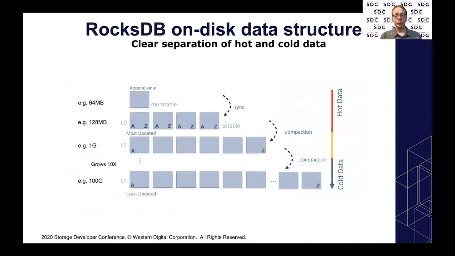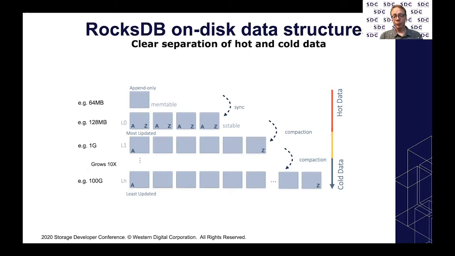And it's also stored in memory, in a mem table. And that is flushed down to the drive as sorted string tables. And these sorted string tables are compacted into levels that are colder and colder, depending on the access pattern of these keys.